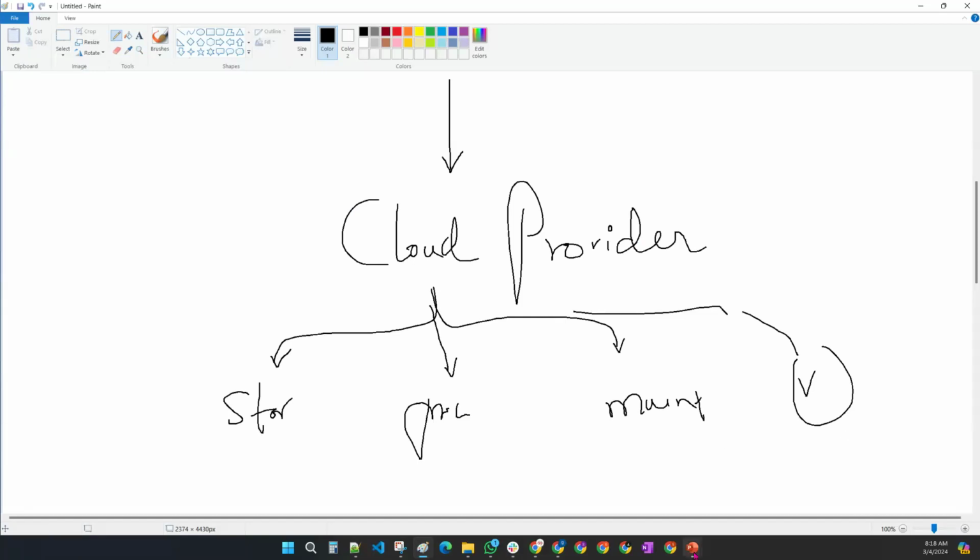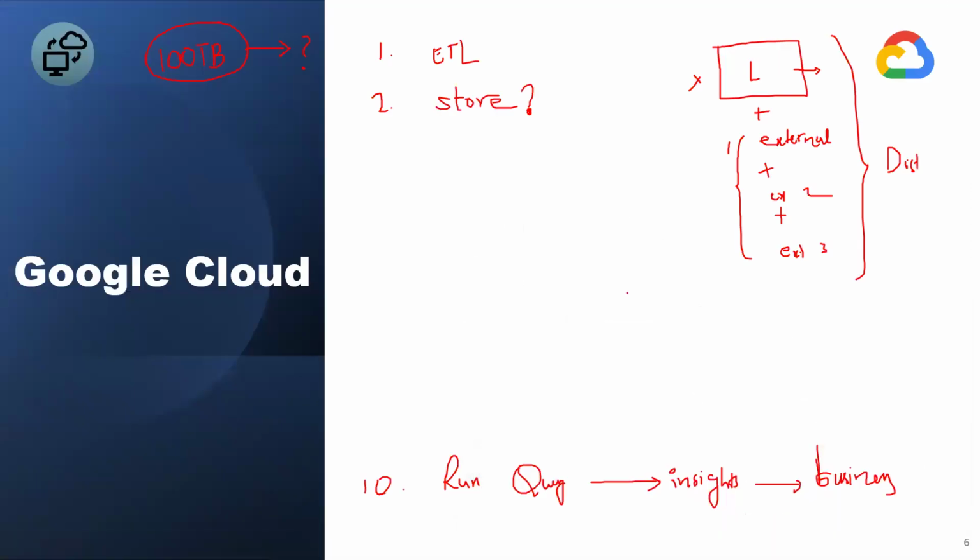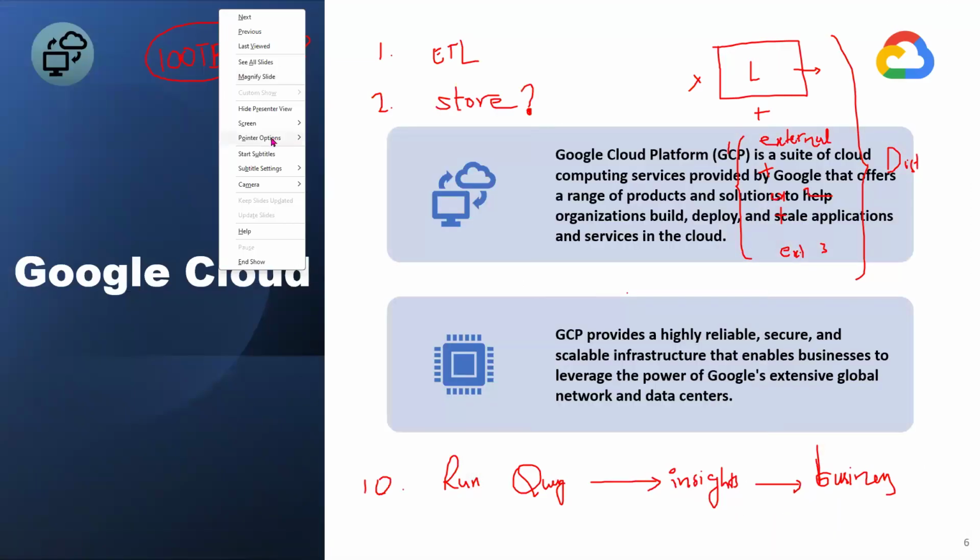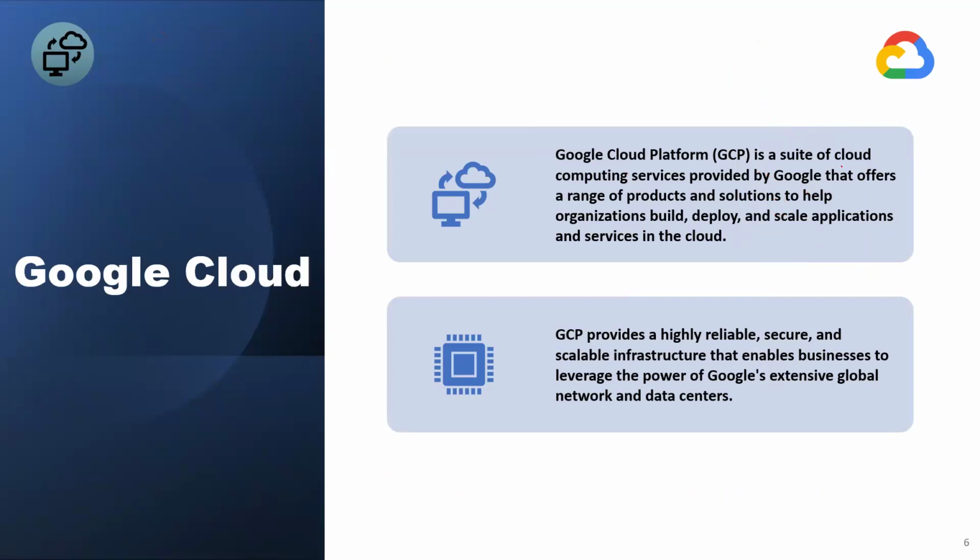To give you some idea, I have told you this, guys. Look at here again. Google Cloud Platform is one of the cloud computing services provided by Google. They provide you multiple solutions and products for organizations to build, deploy, and scale their applications and services in the cloud. Whatever you name it, today, sir, I wanted to do this thing.